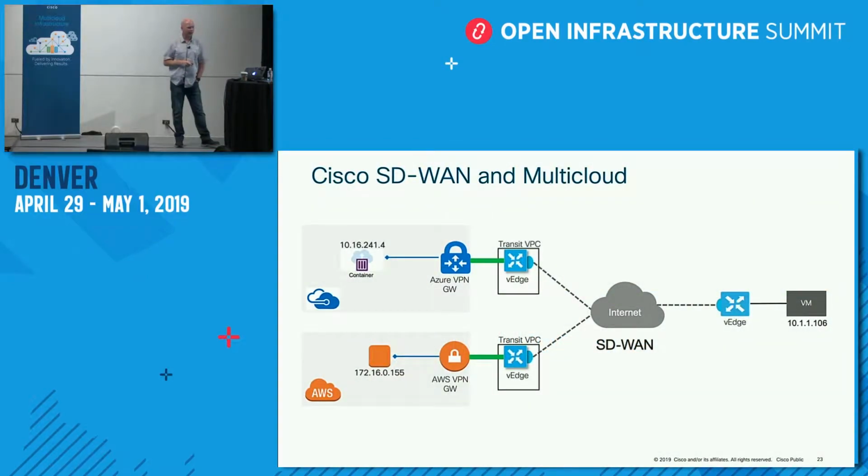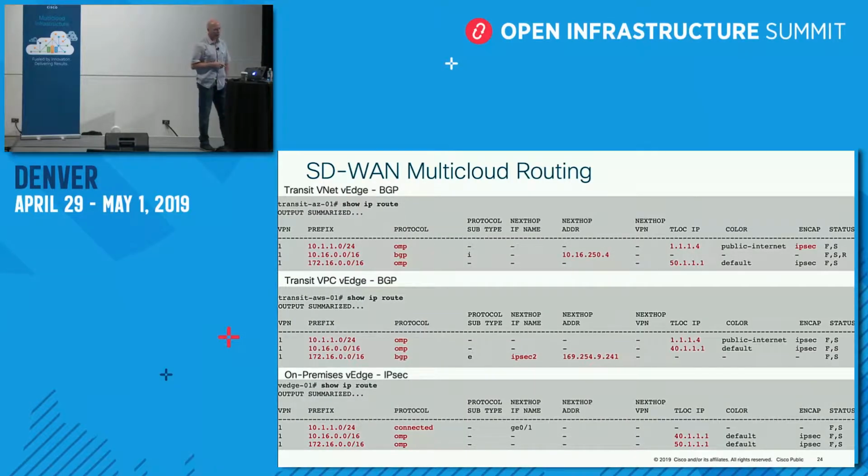In this particular scenario, we've got our Azure connection that we built before, we've got our AWS connection that we looked at, and we've got our OpenStack connection on premises. And we have stitched this entire thing together 100% through automation. And when we look at this from a routing perspective, this is the default that comes out of the box.